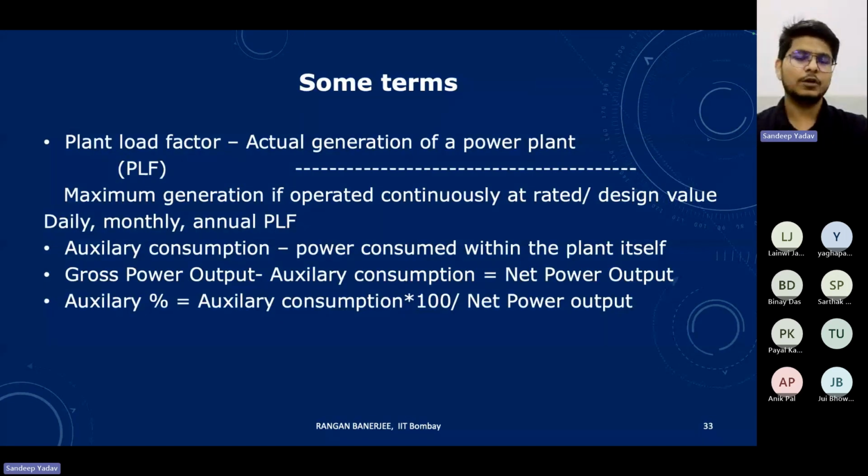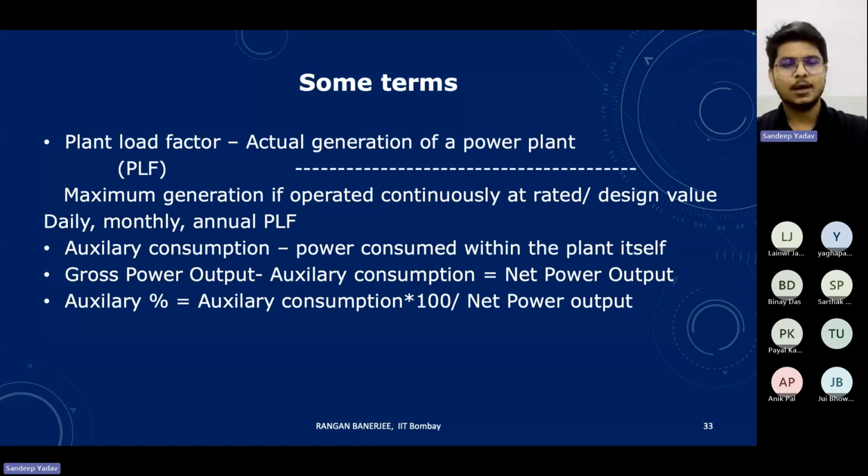Now, there are some terms that we are going to use in the numericals. That is plant load factor. That formula shows the actual generation of the power plant. Suppose there's a power plant of 660 megawatt, and we want to get the plant load factor from that. So it is the actual generation of the power plant divided by the maximum generation if operated continuously. Suppose we have a capacity of 660, but we can generate only 440 megawatt. So that will be approximately 70 to 80% plant load factor.